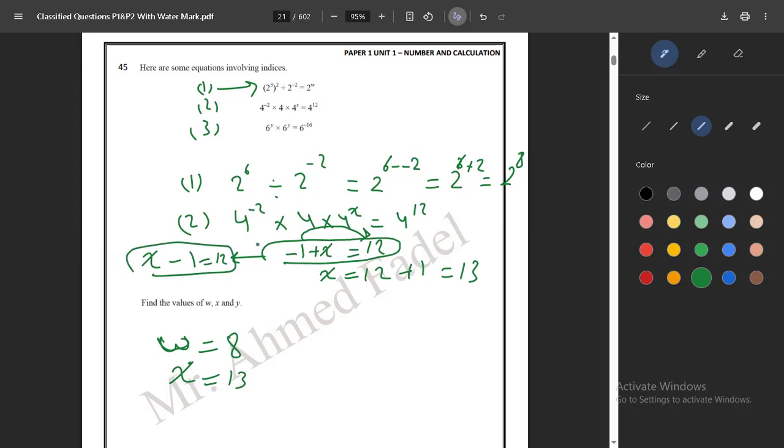The third, 6 to the power of y times 6 to the power of y equals 6 to the power of negative 16. What is the number that you add to itself and gives you negative 16? Yes, it is negative 8. If you do negative 8 plus negative 8, same signs, add, that will give you negative 16. So y is negative 8. Okay?